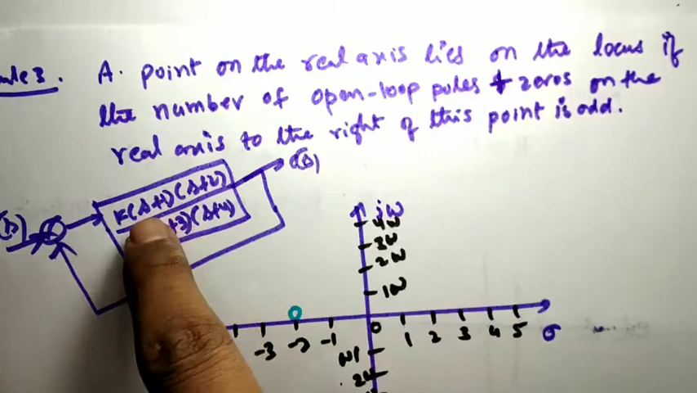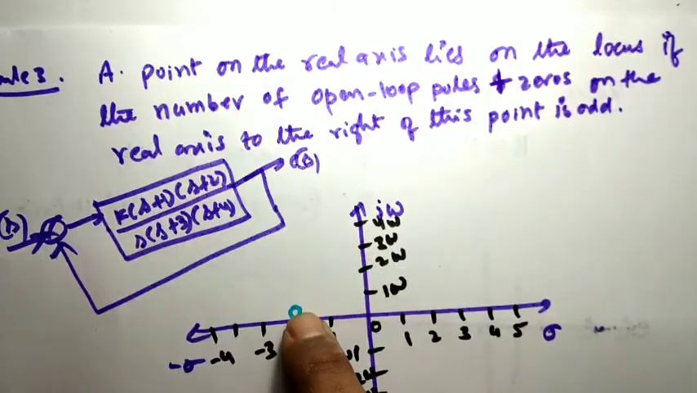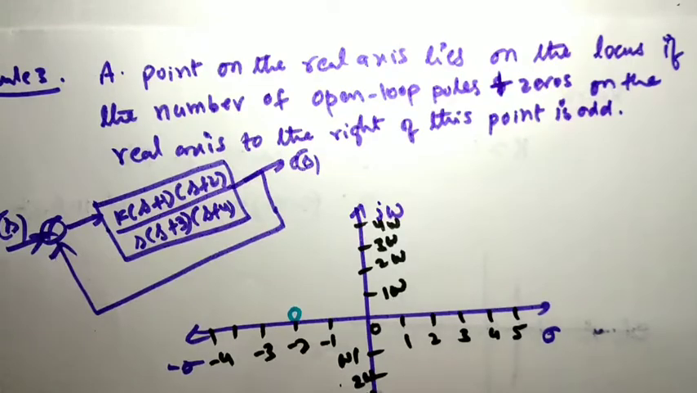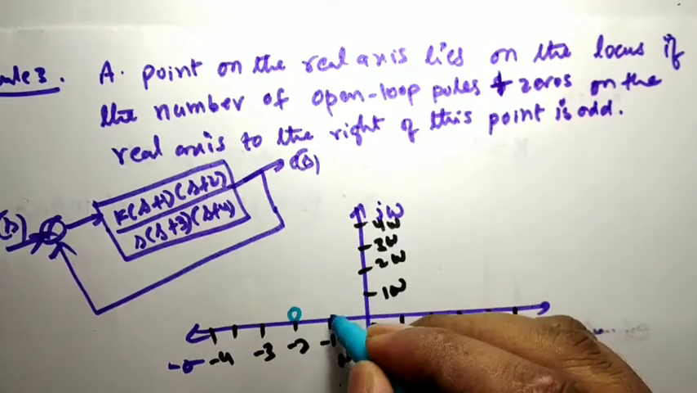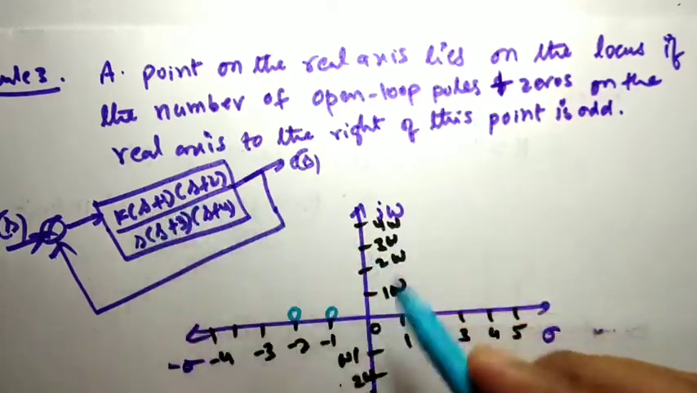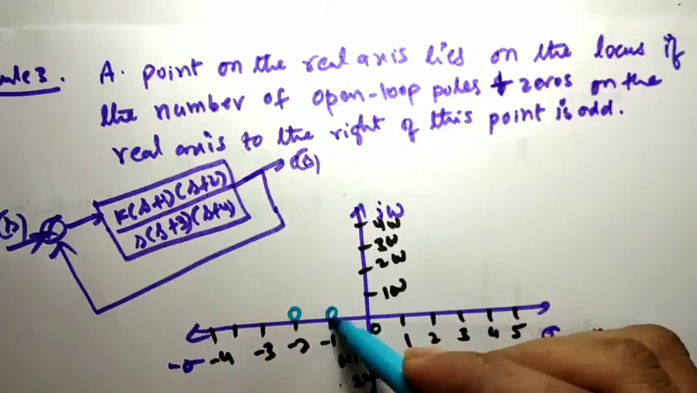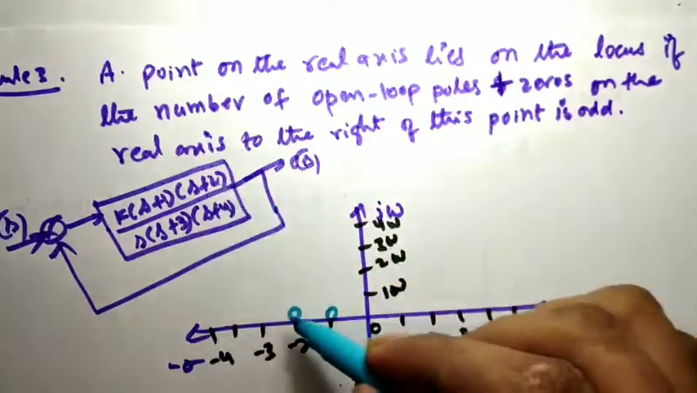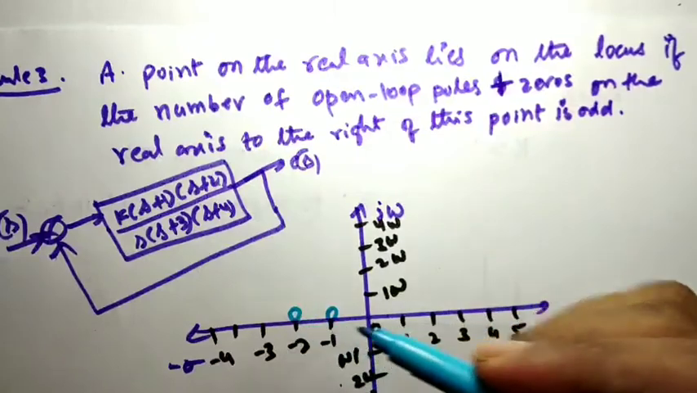So first, in the numerator, S is equal to minus 1, so I have located one zero here, and S is equal to minus 2, so I have located another zero here.